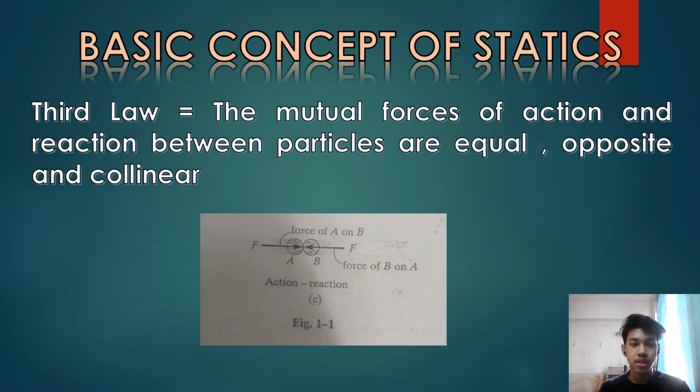Next, we go to the third law, which is the last of Newton's laws. The third law states that the mutual forces of action and reaction between particles are equal, opposite, and collinear. Right here there is a figure that explains this. There are particles A and B in contact together, and the force of A on B is the same as the force of B on A, but in the opposite direction.